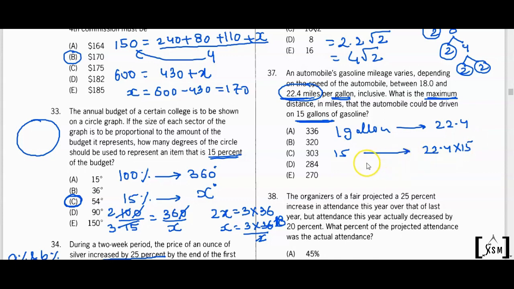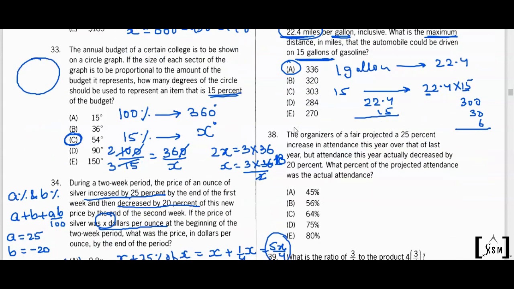We'll multiply that. I believe you know how to multiply. Can we do it smartly? 15 times 20 is 300, right? And 15 times 2 is 30. And 15 times 0.4 is 6, right? So that gives 336. Option A should be the correct answer, right? Number 38.